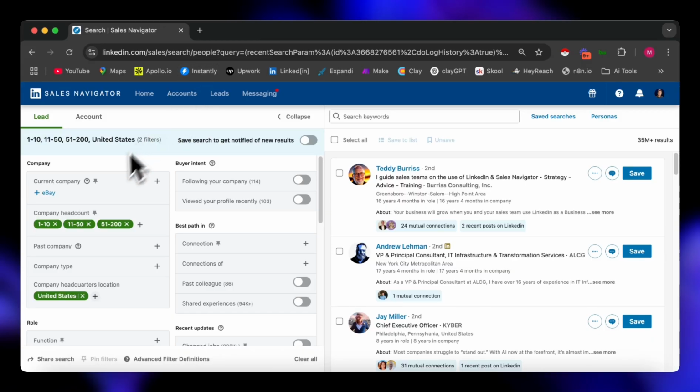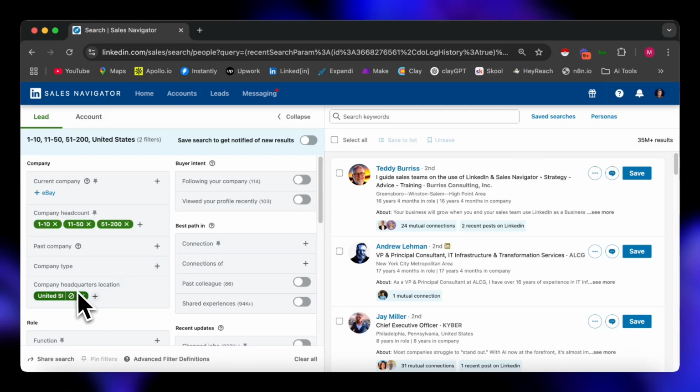Let's move on. In our example here, we are targeting companies that are between 1 and 200, and we have headquarters location of the United States. So this has given us 35 million results.